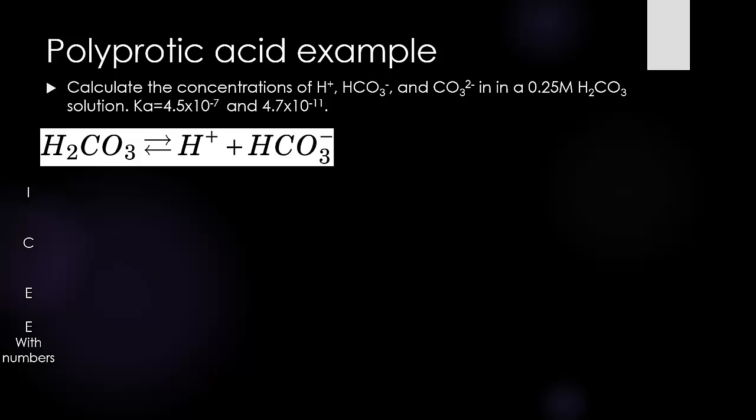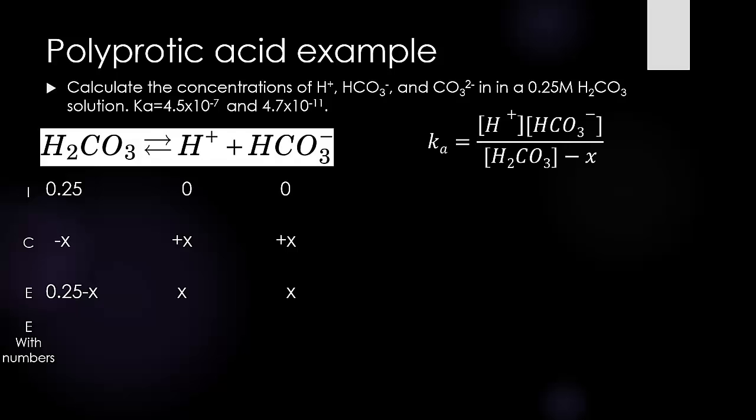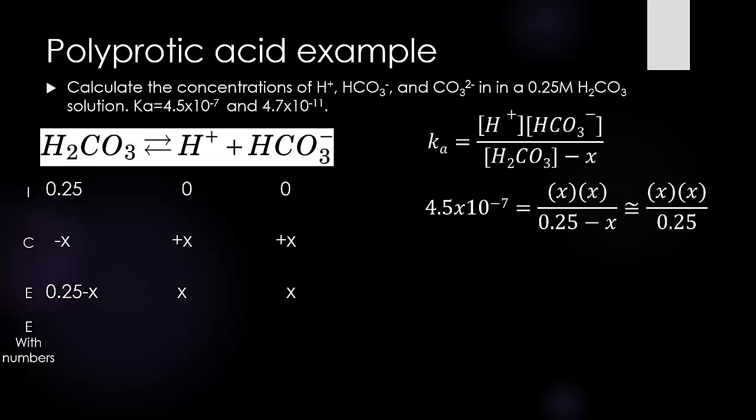Let's start out with our first ICE table. We fill in our initial values of 0.25, 0, and 0. We fill in our variables for the change, and now our equilibrium formulas. From here, we can fill into the Ka equation using 4.5 times 10 to the negative 7th. Because our concentration divided by Ka is well over 1,000, we can estimate that the assumption will work and simplify our equation as shown here.